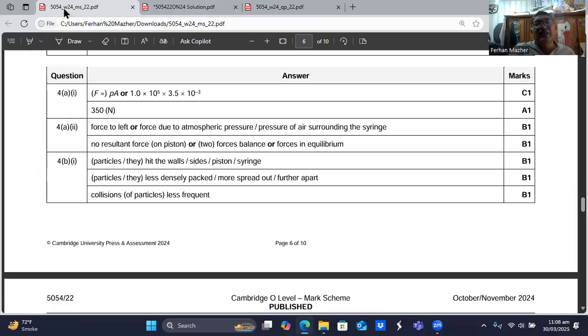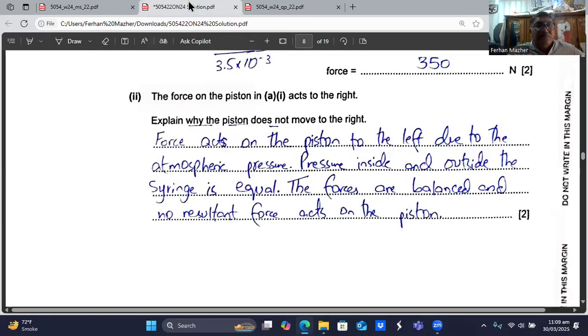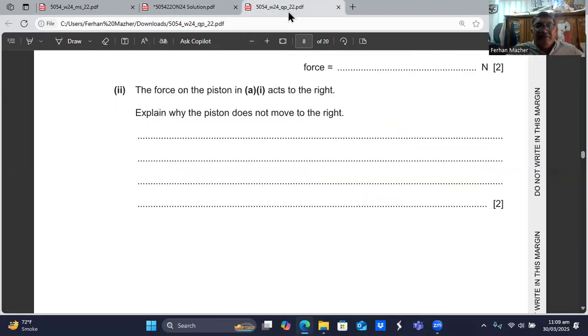Okay, it says force to the left due to the atmospheric pressure, the pressure of the air surrounding the syringe. 1 mark for this. No resultant force on the piston. The two forces are balanced, or the forces are in equilibrium. Okay, so this is how this is done.